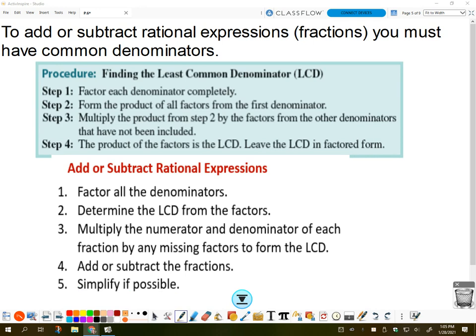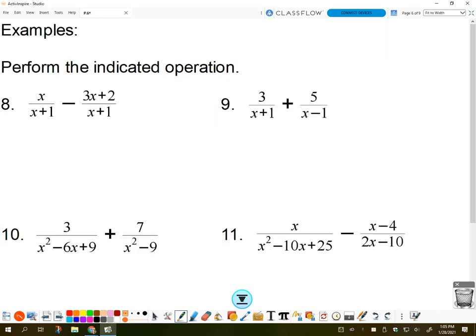All right, so let's determine the LCD. So to find a least common denominator, you have to factor the denominators completely, and then you're going to form your LCD by multiplying all of the factors from the first denominator with anything in the second denominator that's new. Okay, so you don't have to repeat factors unless they're repeated in the same denominator. Okay, so again, things usually make more sense when you see an example, so let's try one.